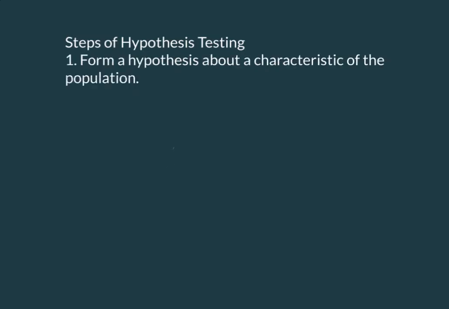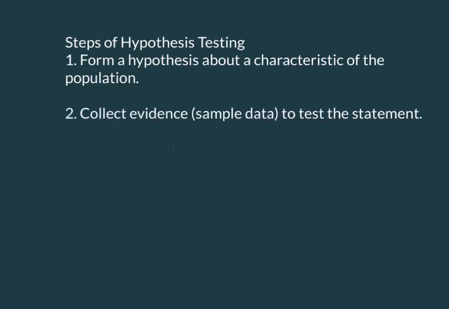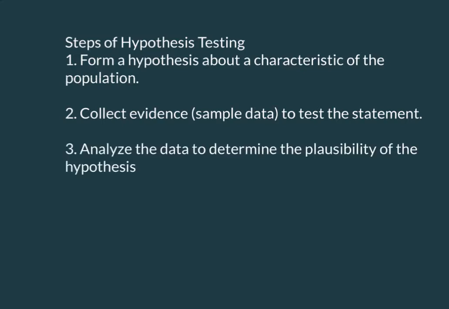The first step is to make a statement about the nature of the population, or more formally, form a hypothesis about a characteristic of the population. Next, collect evidence, sample data, to test the statement, and then analyze the data to determine the plausibility of the hypothesis. Is it reasonable? Is it probable? I think we need an example.